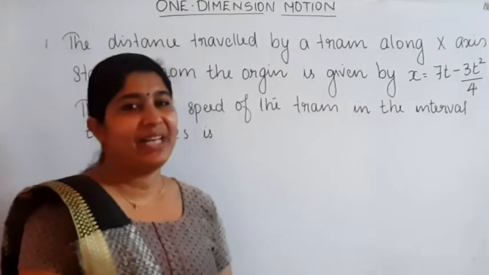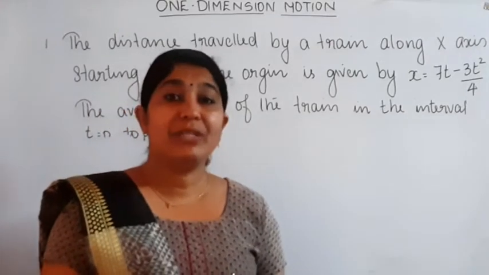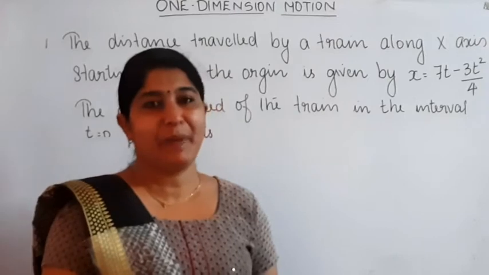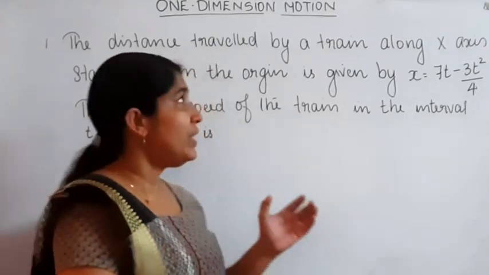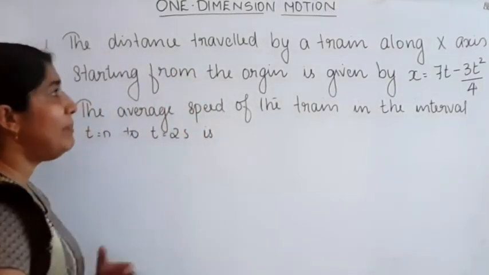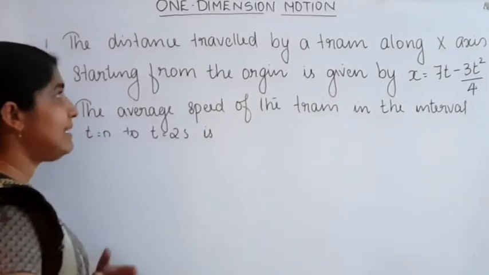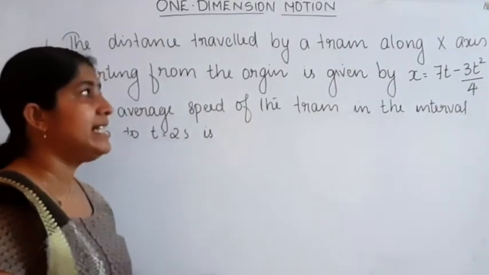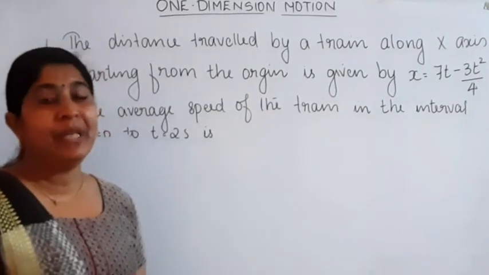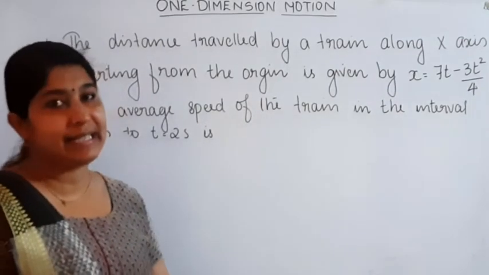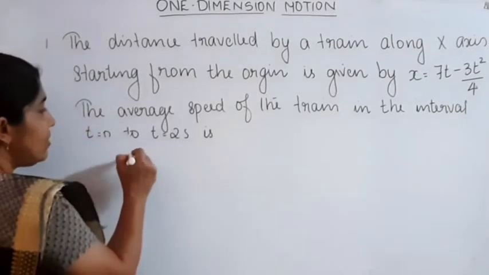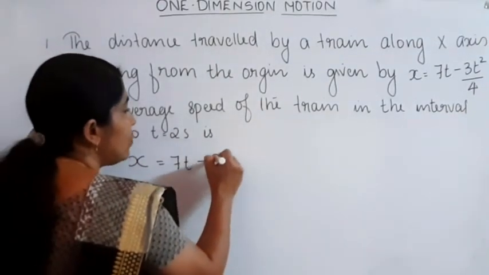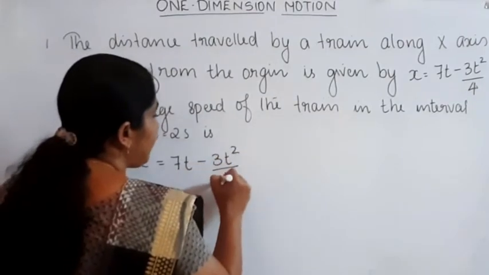Hi students, welcome back. Today I am discussing certain problems related to average speed and instantaneous speed. Our first question: the distance traveled by the train along the x-axis starting from the origin is given by x is equal to 70 minus 3t square by 4. Distance traveled x is equal to 70 minus 3t square divided by 4.